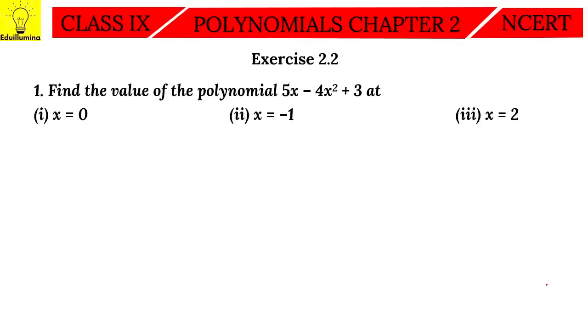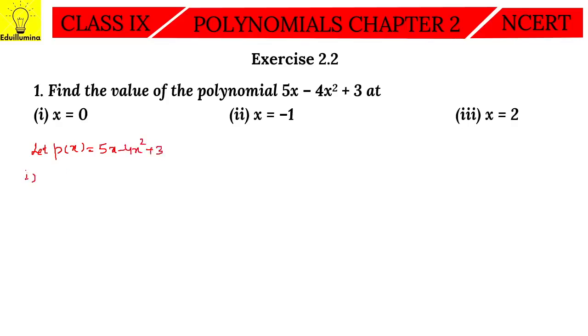तो चलिए स्टार्ट करते हैं एक्सरसाइज 2.2। तो फर्स्ट क्वेश्चन इज फाइंड द वैल्यू ऑफ द पॉलिनोमियल 5x minus 4x square plus 3 at first is x equal to 0, second x equal to minus 1 and third one is x equal to 2. So let p of x is equal to 5x minus 4x square plus 3.